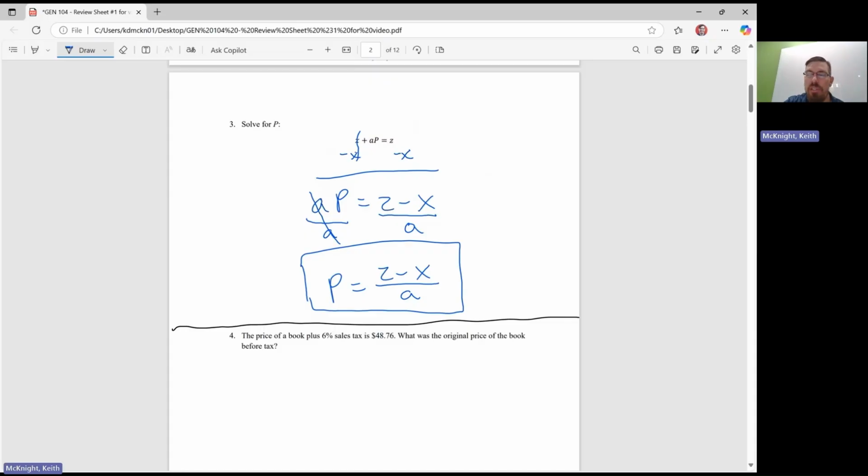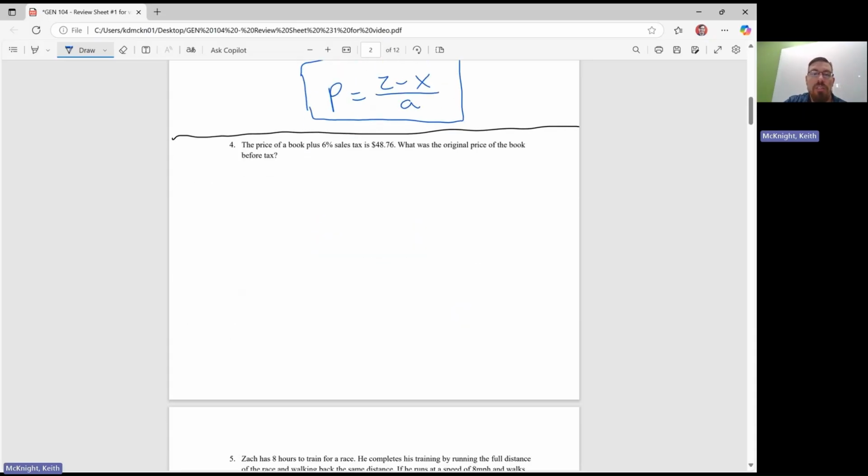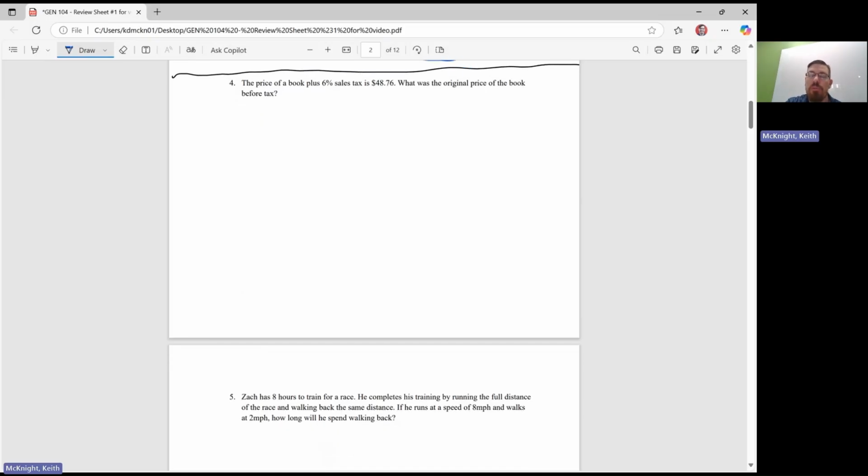Okay, so moving on to number 4. Here's a word problem. It's a very common word problem you'll see in 104. The price of a book plus 6% sales tax comes out to be $48.76. What was the original price of this book before the tax? All we know in this question is what the sales tax was and what we paid at the end. Like we went to the cash register, we paid $48.76, but that's not what the book cost because we have to add that tax on after the book's price. So we need to create an equation that we can solve in order to solve for the original price of this book.